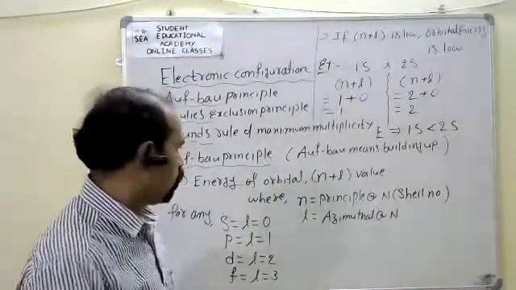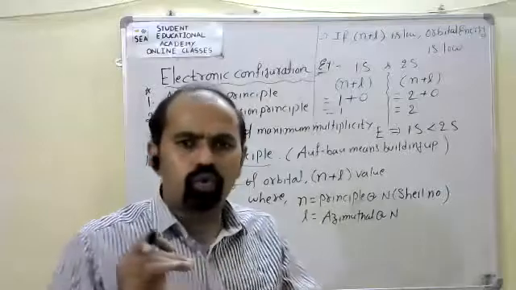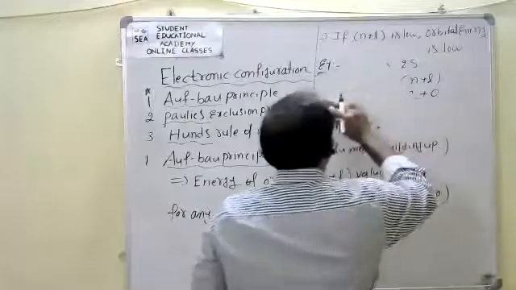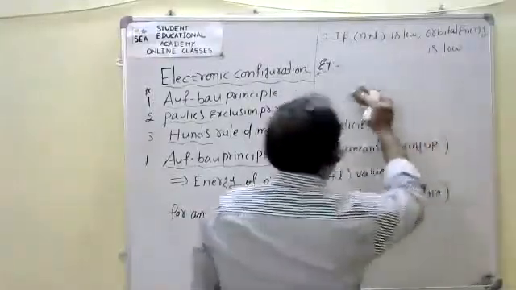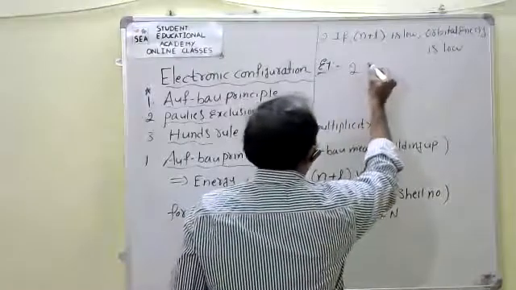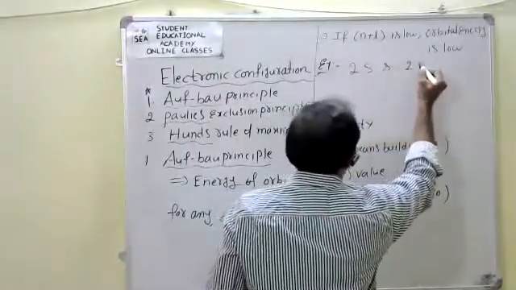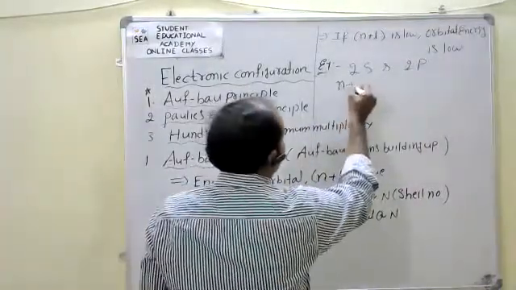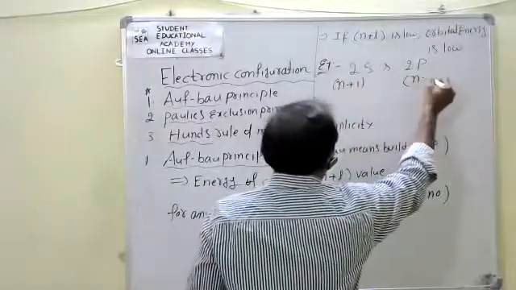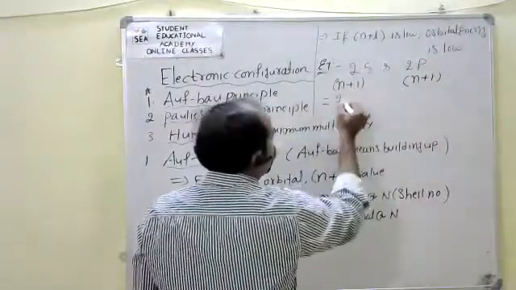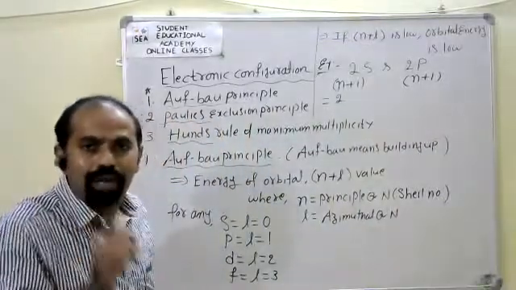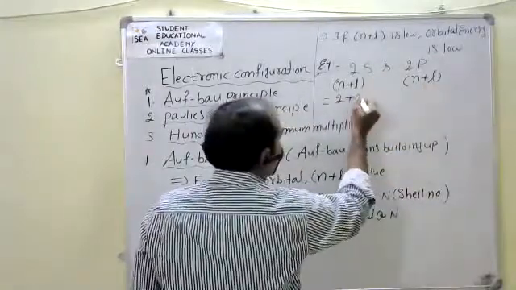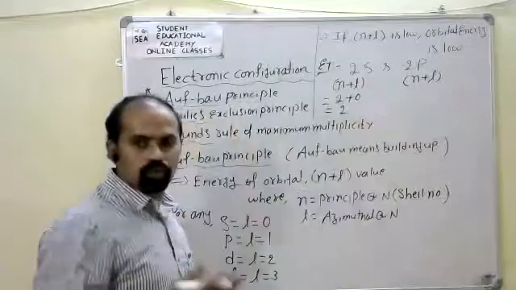For example, one more. If I have given 2s orbital and 2p orbital, say which has less energy and which has more energy. Find the n plus L value. Here also n plus L value. What is the n value here? 2. What is the L value? 0. So n plus L equals 2.